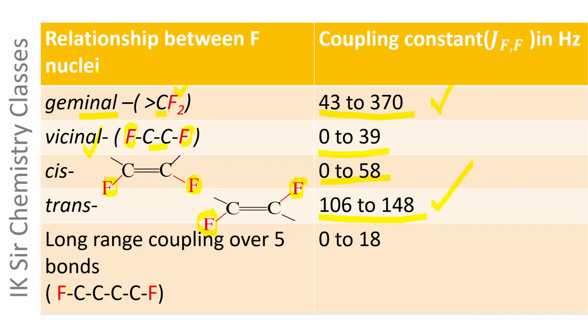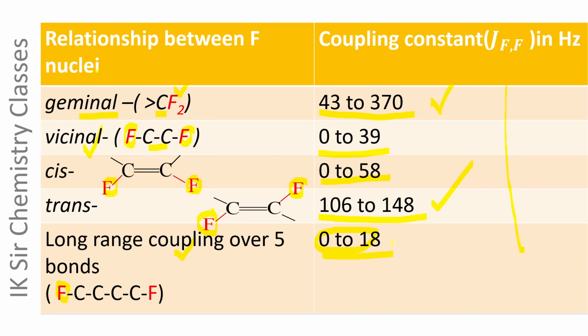And if two fluorine nuclei are present at a distance of 5 or more bonds, the long range coupling value is 0 to 18 Hertz. This value is the minimum. It is obvious that as the distance between two F nuclei increases, the interaction between these nuclei takes place to a smaller extent, and as a result, the F-F coupling constant goes on decreasing.